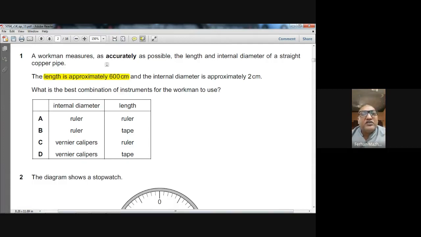So we will definitely use a tape, and the internal diameter is approximately 2 centimeters. You know that the vernier caliper has internal jaws with which it can measure the internal diameter of anything. So for the length you will use a tape, and for the internal diameter we will use the vernier caliper. So question number one, internal diameter vernier caliper, and for the length we will use the tape. So D is the right option.